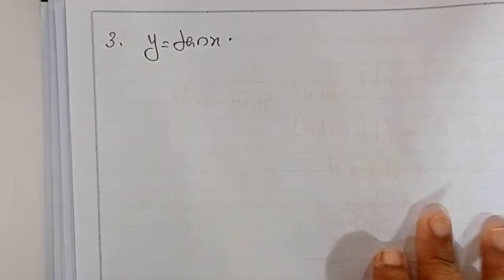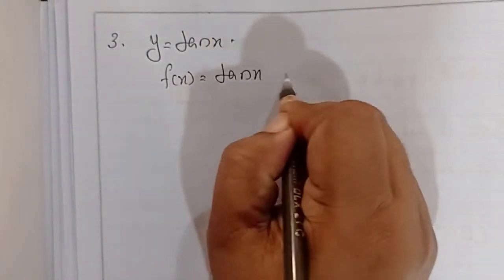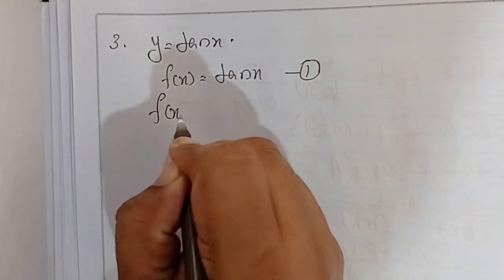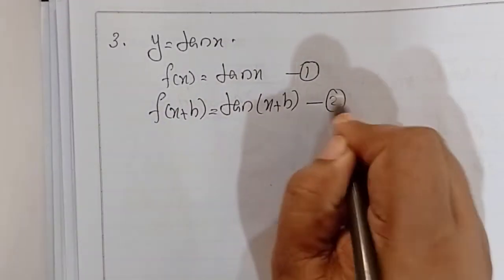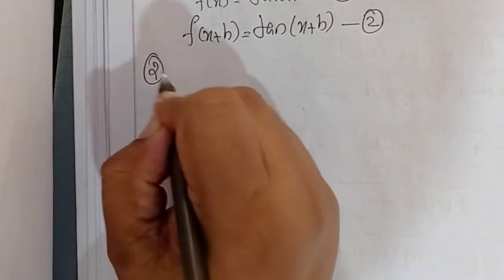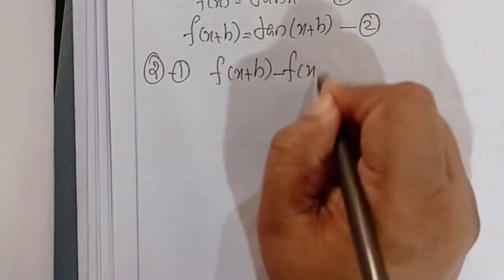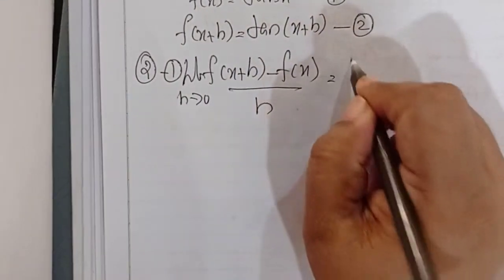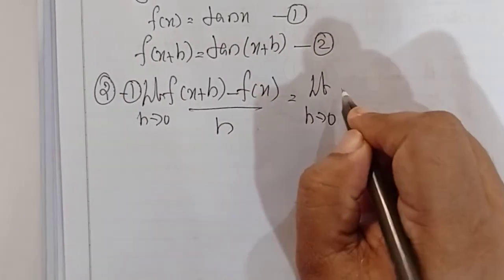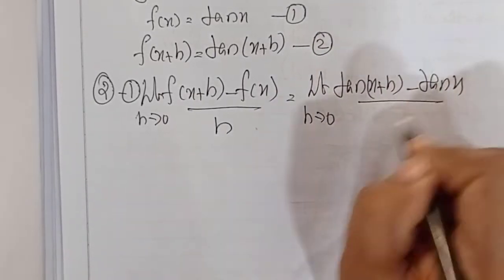Right. The third question. y is equal to tan x. Find the derivative of tan x. Start. f of x is equal to tan x, equation 1. Then f of x plus h is equal to tan (x plus h), equation 2. Then you know, equation 2 minus equation 1 is f of x plus h minus f of x. We can directly write the limit h tends to 0 by h equal to limit h tends to 0 tan (x plus h) minus tan x the whole by h.